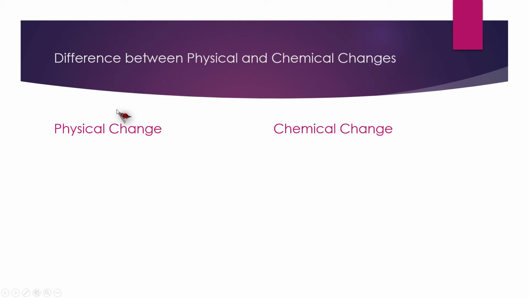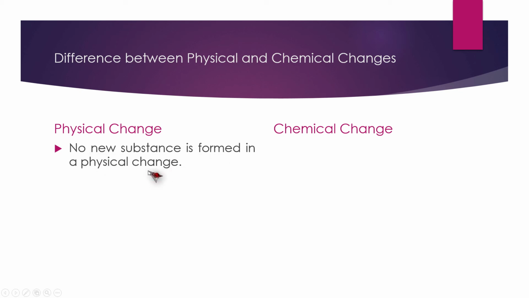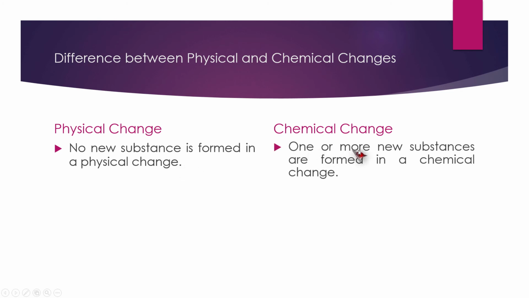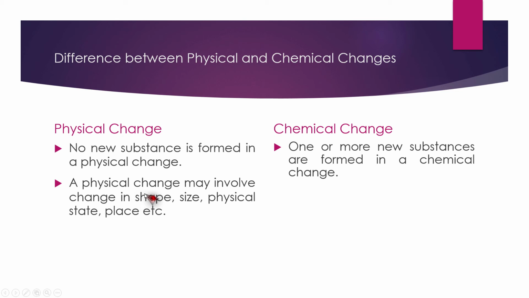In the last part of the video, let's discuss some differences between physical and chemical changes. The most prominent difference is that no new substance is formed in a physical change, while one or more new substances are formed in a chemical change. A physical change may involve change in shape, size, or physical state of the substance. Even change in place may also be termed as a physical change.